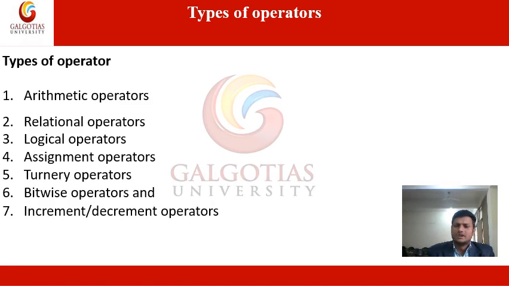There are seven types of operators. Let me discuss each one in brief; on the next slides we will discuss each operator in detail. The first one is the arithmetic operator, with which simple arithmetic operations are performed. Relational operators will tell us smaller, bigger, like that.